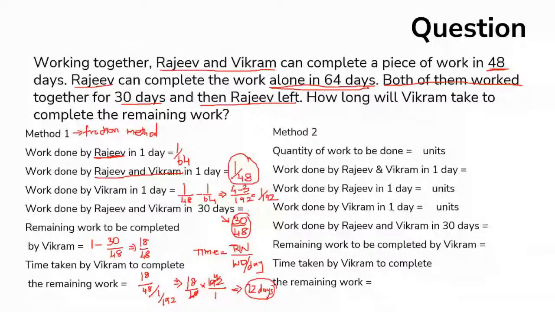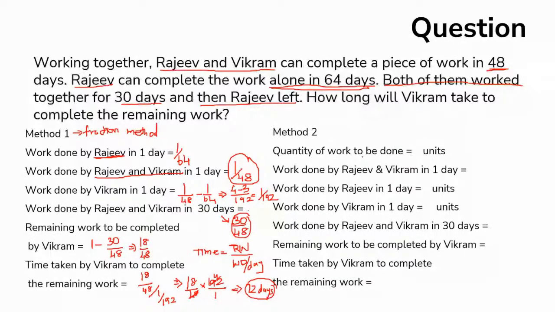So in 72 days, the remaining work can be completed by Vikram alone, or else Vikram needs 72 days to complete the remaining work. Yeah, hope you guys are getting this. And moving on for the next method.